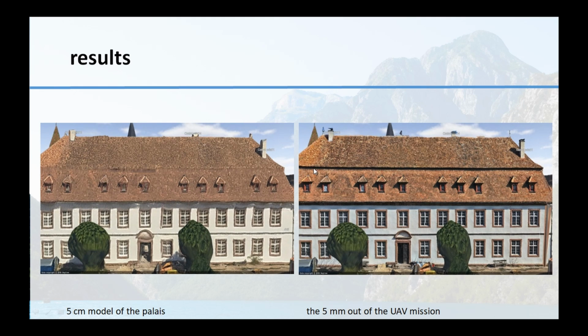These are some of the results. On the left-hand side, you see the 5-centimeter model of the Palais Stanislas, which has some typical, let's say, not perfectly adjusted facades. And on the right-hand side, you can see here the 5-millimeter model, which is very precise, very detailed.